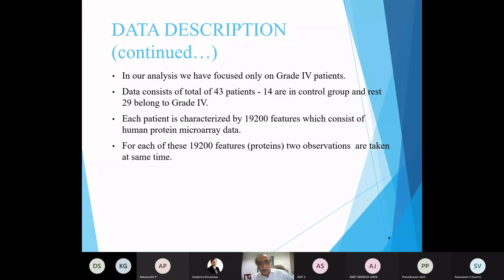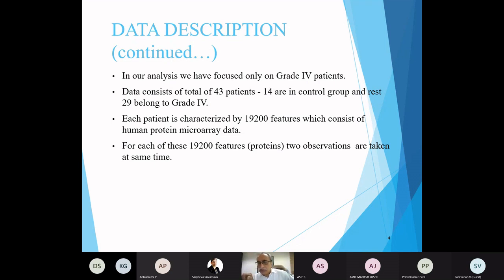Further, for each of these 19,200 proteins or features, 2 observations were made at a given point of time. What was done was that the average of those 2 observations was taken into account. All right. So now let me summarize the data. We have data on 43 patients, 14 of which are healthy patients, and the remaining 29 patients are grade 4 patients. For each patient, you have 19,200 observations.